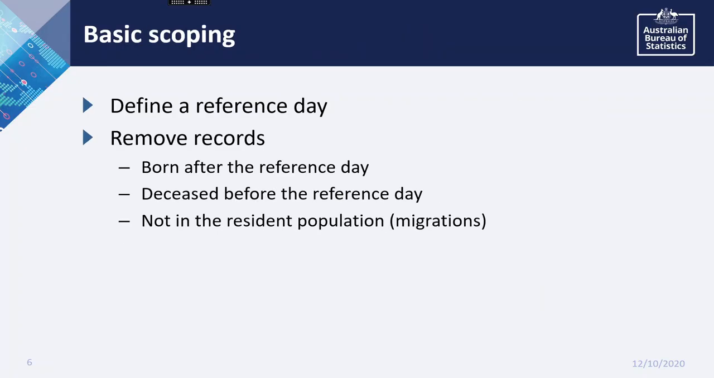So a basic approach to scoping would be for us to define a reference day we're interested in, and then remove records that obviously are not applicable to that day. So individuals that are born after that reference day, those that are deceased before then, and then we could also use migration data to remove people who we believe have left the country over that time.